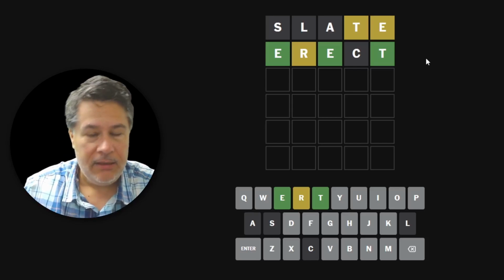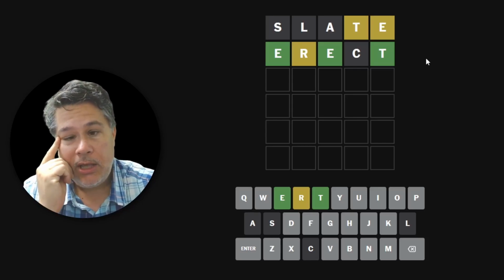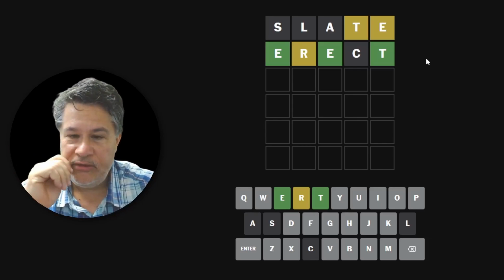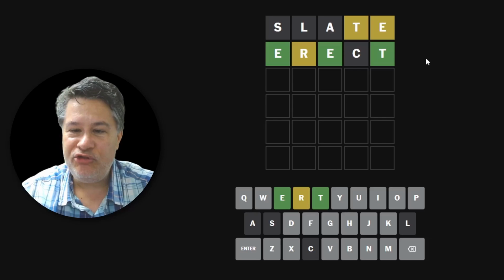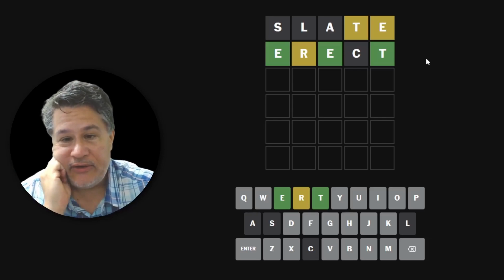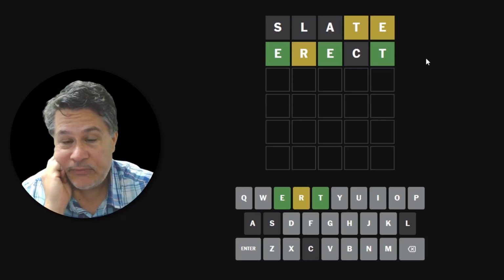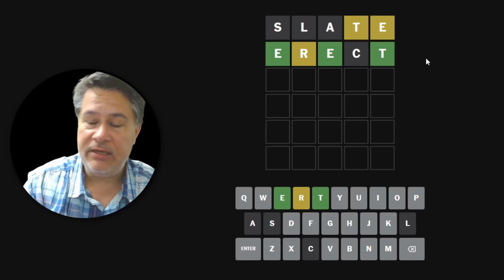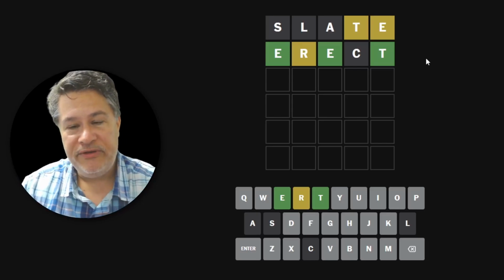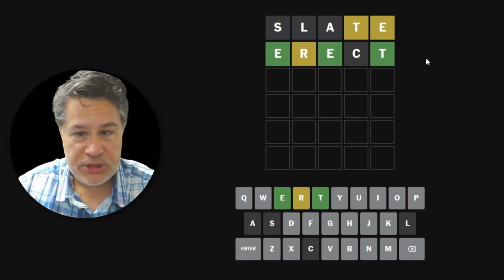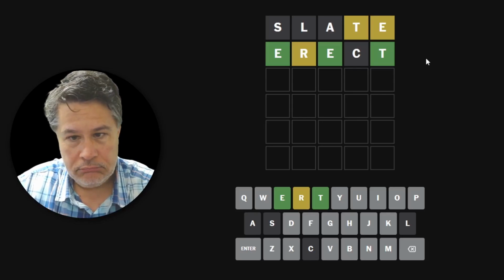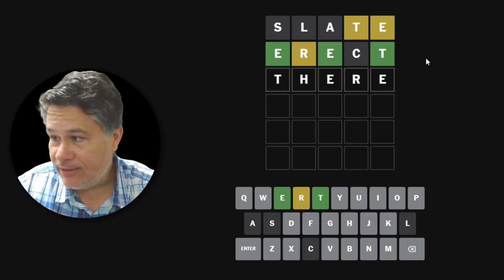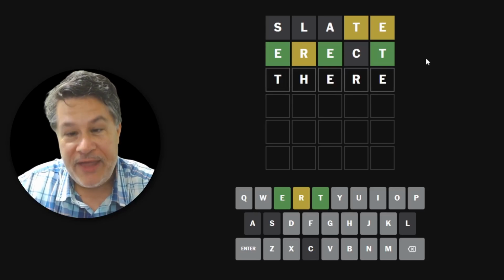So sadly, we will have to get this in four, even though it would be great to do it in three, because I can't just put in exert right now because the third word has to begin with a T, right? Has to begin with the last letter of the previous word. So what we can do is just put pretty much anything in. We could just even put in there, right? And then we'll put in exert.